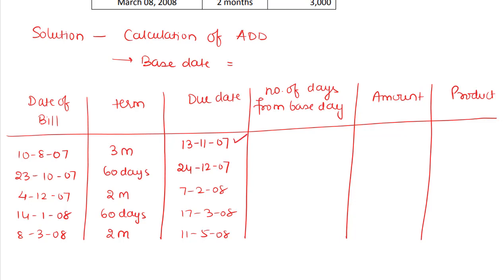This is the base date. Take this date as base date, 13/11/2007. Number of days: 0 month, 0 days, 41 days, 86 days, 125 days, 180 days. Do it on your calculators.